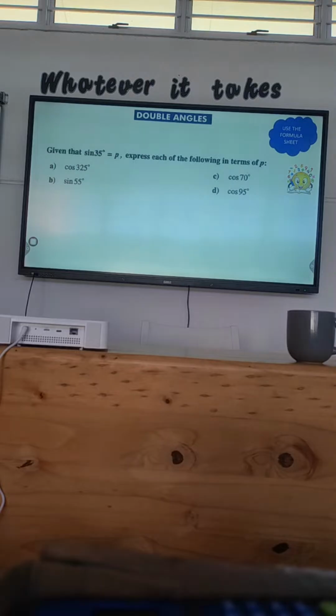We will see that the first one we have to reduce it. Say sine of 5.